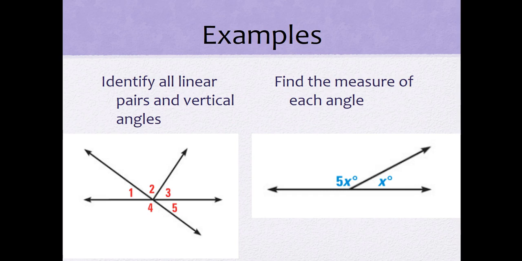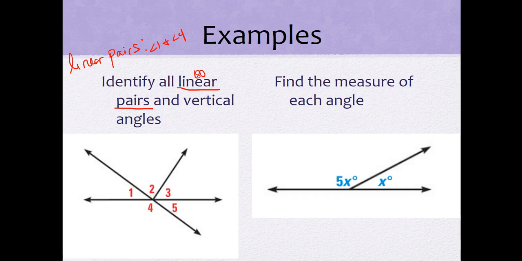This next example says identify all linear pairs and vertical angles. Let's do linear pairs first. Again, the keyword is pairs, so we can only have a set of 2. We can't have 3 angles. There might be 3 angles that add up to 180, because linear is line and straight angles are 180, so they make a straight line, but they have to be paired, so it can't be 3. For example, looking down here, I see this straight line. Angle 1 is part of it and angle 4 is part of it. So angle 1 and angle 4 are one set of linear pairs.